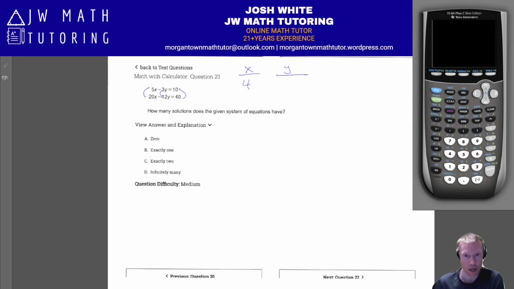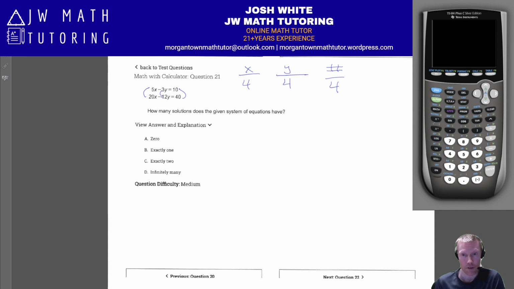Then when I look at the y terms, I'm looking for the same thing. Negative 3 times what equals negative 12? Notice it's going to be the same number, which is positive 4. Now, for the number terms on the right, when I do the same, 10 times 4 is what makes 40. So therefore, the x and the y and the number all have the same multiplier.